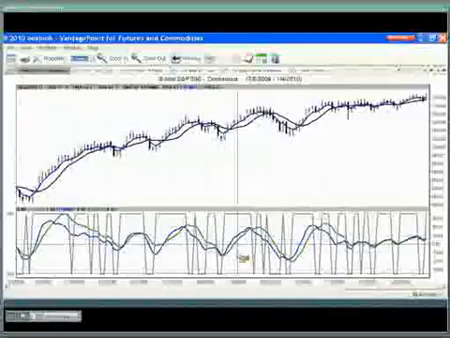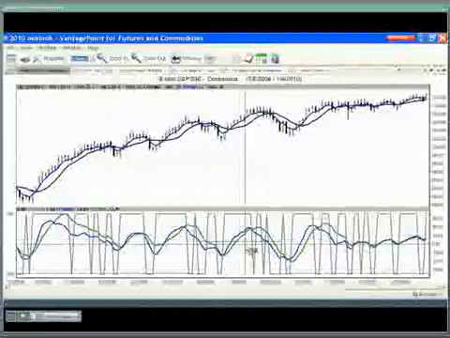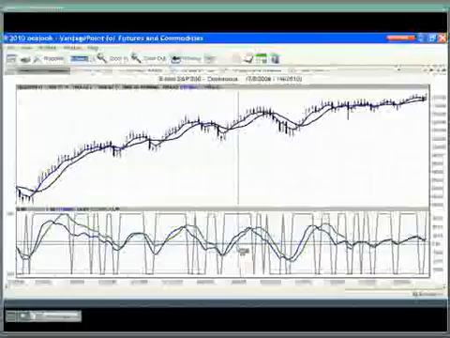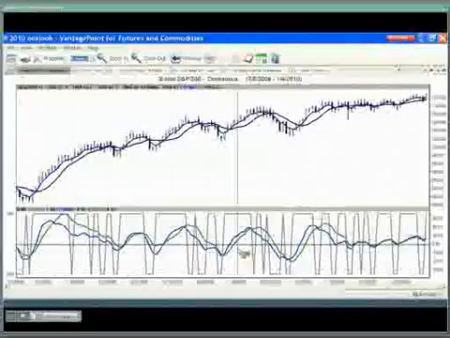The second set of indicators that I have here, you'll see, are the blue and the green lines on the bottom. These are the predicted differences. And when I say predicted differences, what they are comparing is the difference between a predicted moving average and an actual moving average. The green line is for the long-term moving averages. The blue line is for the medium-term moving averages.